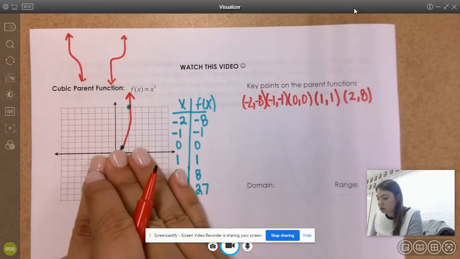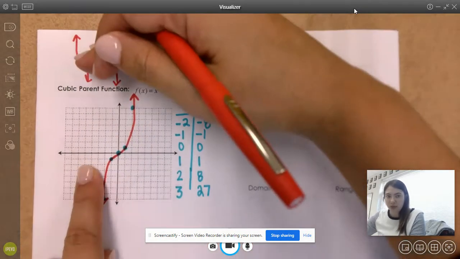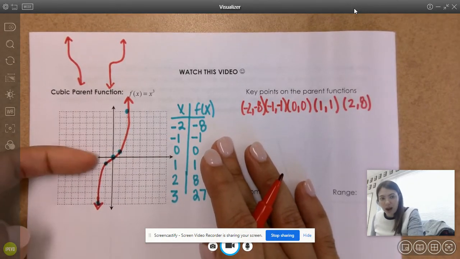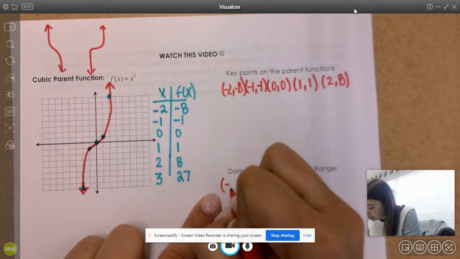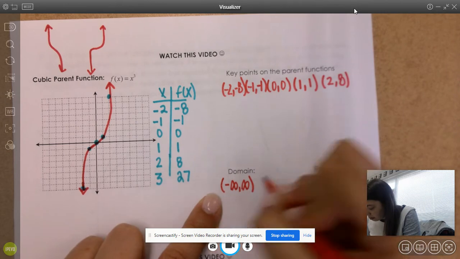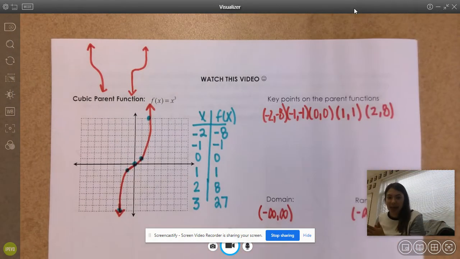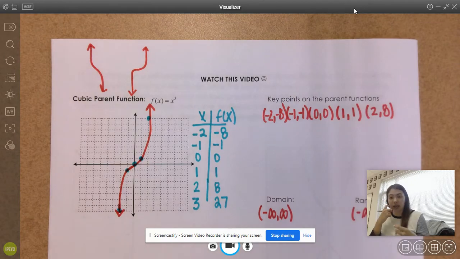Now, let's talk about domain and range. As x moves to positive infinity, y is moving up, and there are arrows. As x moves to negative infinity, y is moving down, and there are arrows. So your domain and range are both all real numbers. Because you can cube any number, a negative number or a positive number, and you will get inputs and outputs that can go from negative infinity to positive infinity.